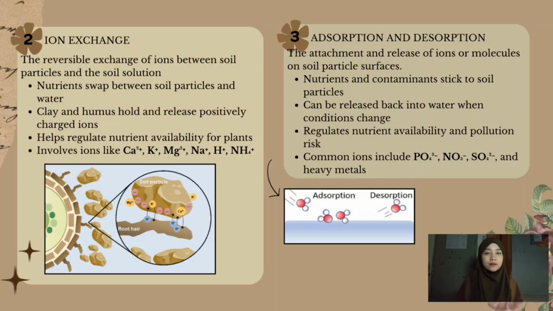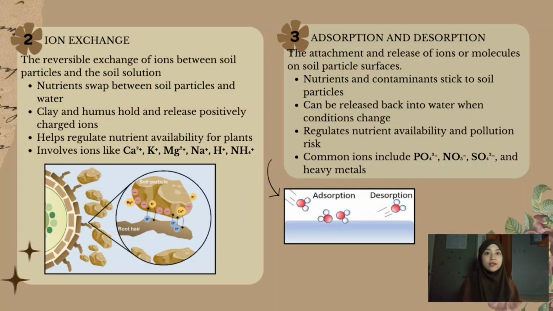grow. As ions are held or released from soil surfaces, they also interact through a process known as adsorption and desorption. Adsorption is the attachment of ions or molecules onto soil surfaces, while desorption is their release into the soil solution. This reversible process regulates how long nutrients and contaminants remain available in the soil.